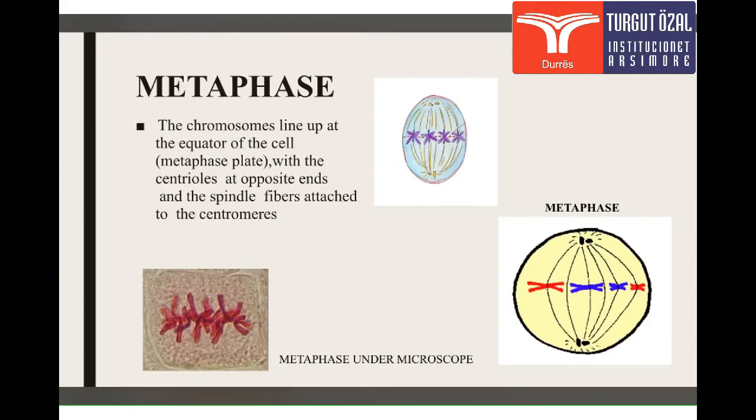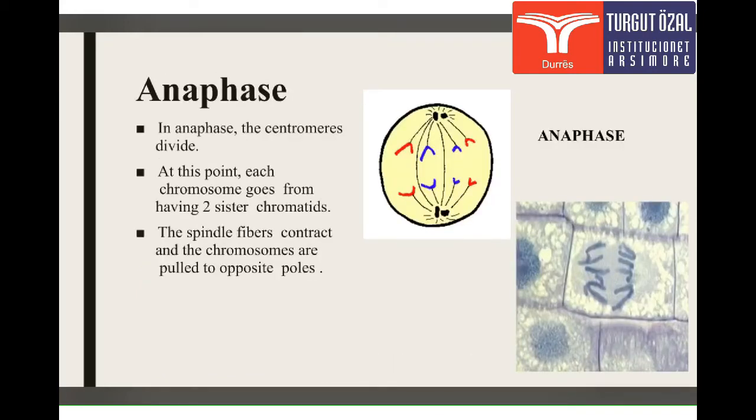In metaphase, the chromosomes line up at the equator of the cell, with the centrioles at opposite ends and the spindle fibers attached to the centromeres. While in anaphase, the centromeres divide. At this point, each chromosome goes from having two sister chromatids. The spindle fibers contract and the chromosomes are pulled to opposite poles, as you see in the picture.